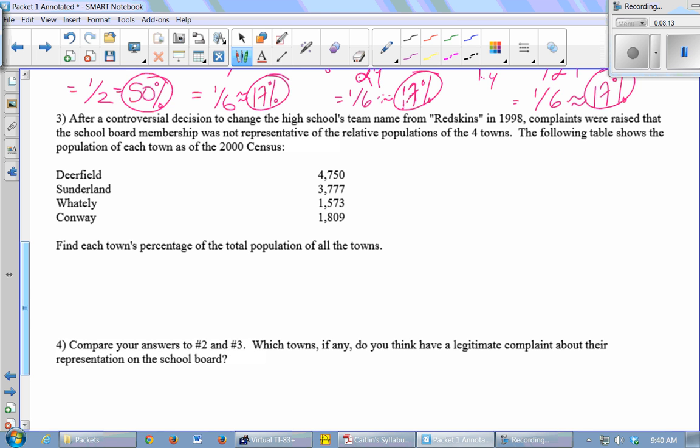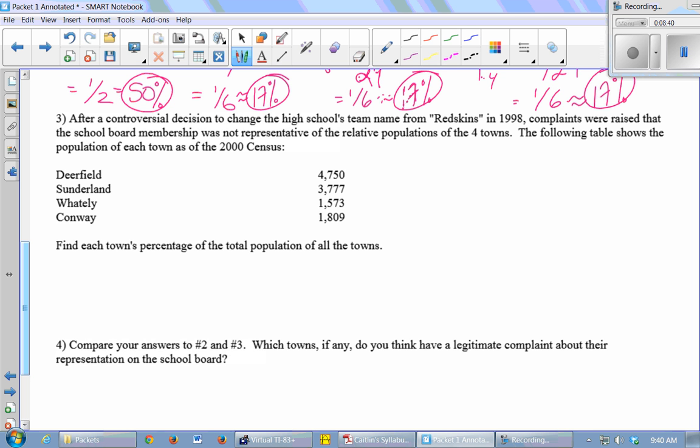Okay, so now we've had a controversial decision to change the high school's team name from the Redskins. It was in 1998. And after that decision, there were some complaints raised that the school board membership was not representative of the relative populations of the 4 towns. So some towns may have felt underrepresented on the school board.